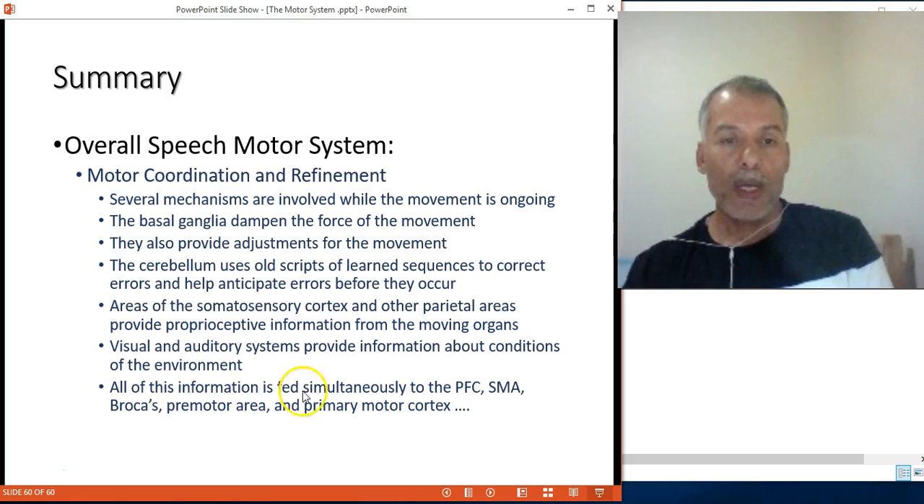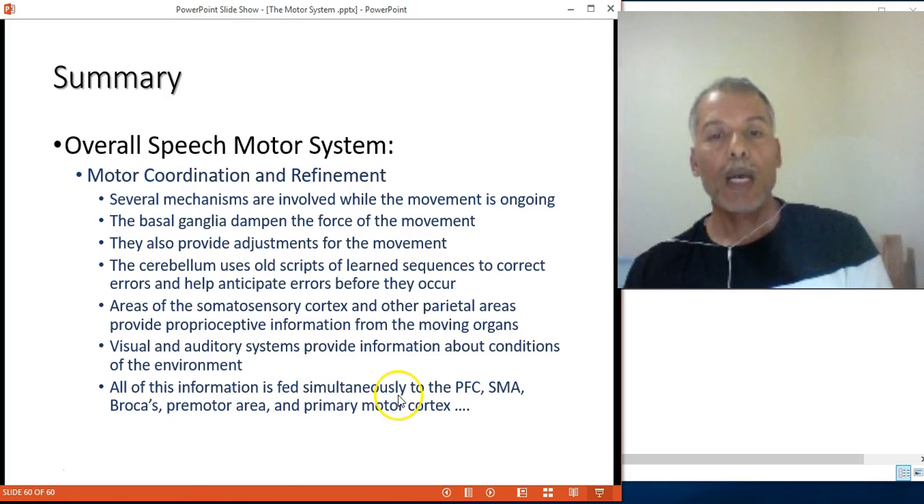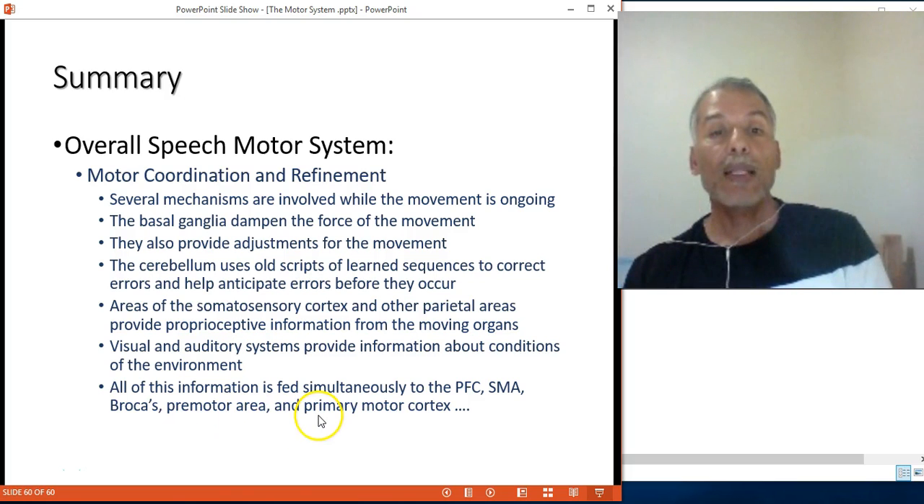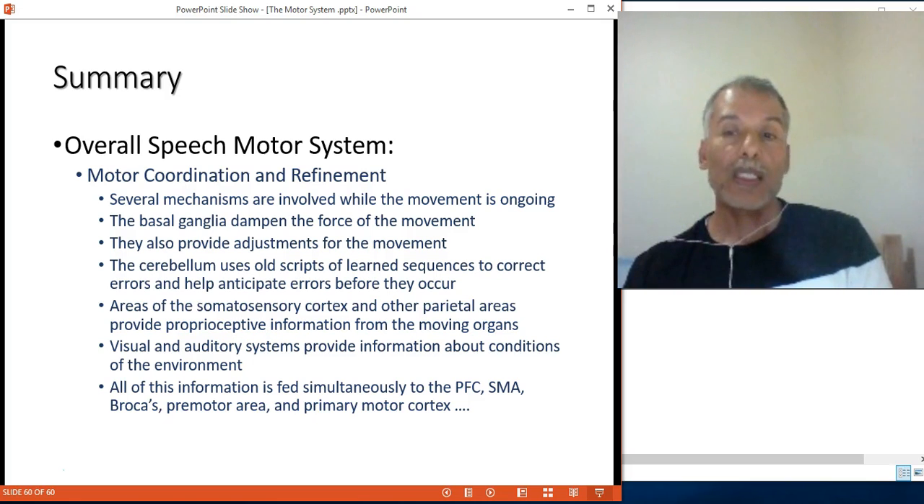So again, the sensory information is fed simultaneously to the prefrontal cortex that has the intention and leads the entire process, and then the somatosensory area, Broca's and premotor area, that have to do with programming and planning, and with the primary motor cortex itself. So this is the process again. I summarized it, and I hope that you study it well, and that you make sense of it and understand it, because that is going to make you understand how motor speech disorders work.